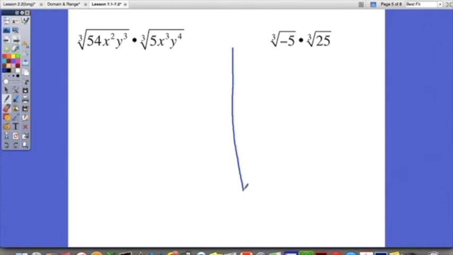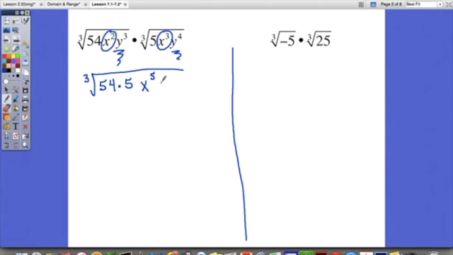So starting with multiplication. Now, with multiplication, go ahead and multiply them. Now, I am going to give you one little sort of exception. I'm not going to multiply 54 times 5. I'm just going to leave it as 54 times 5. I am going to multiply the x's and the y's. So x to the second, x to the third, I get x to the fifth total, following my exponent rules, and y to the seventh.